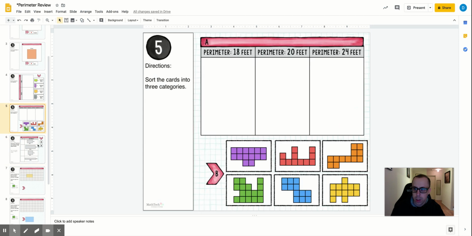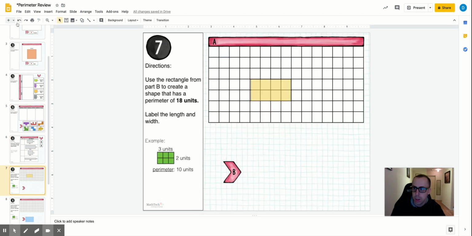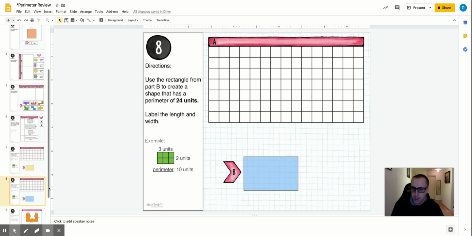Let me put this back. Okay. Again, when you put the cursor over those little squares, you can drag it in any direction to make it bigger. All right, same thing for this one. Here, you're going to make a perimeter of 24 units, so put it up.